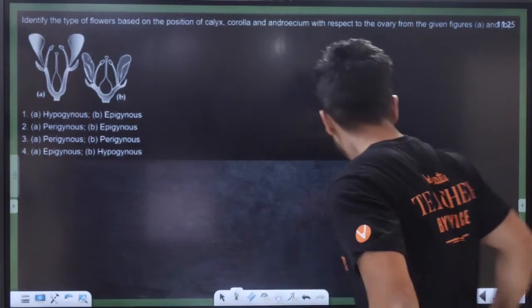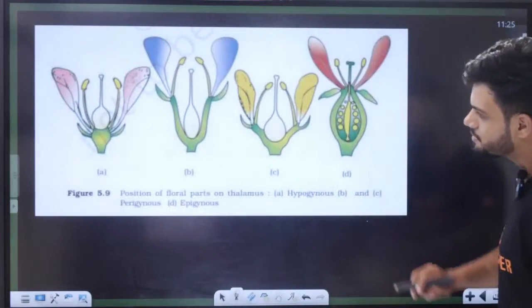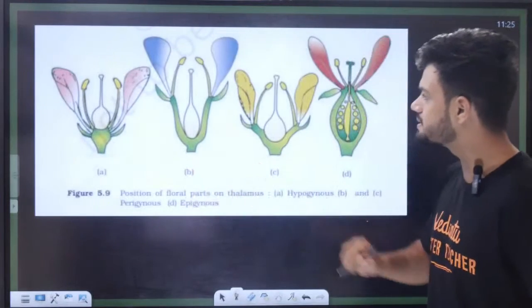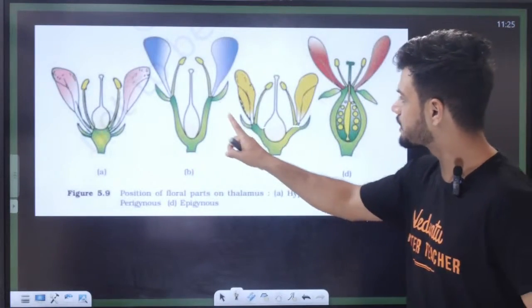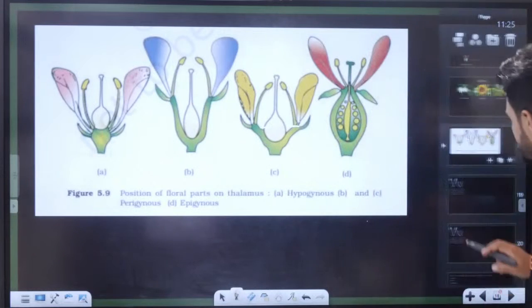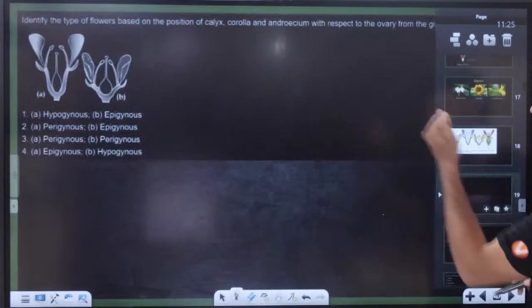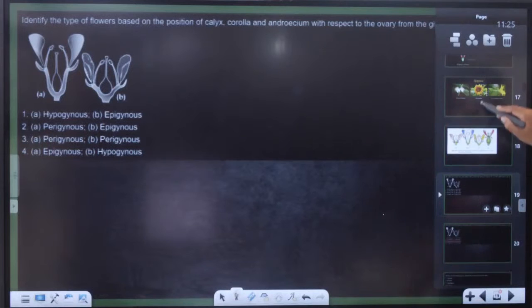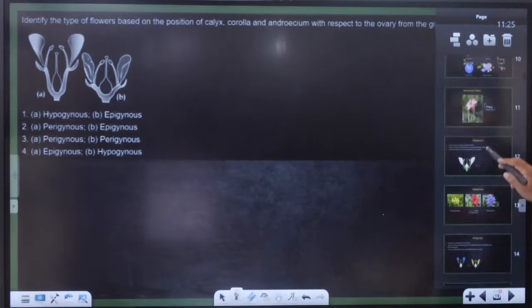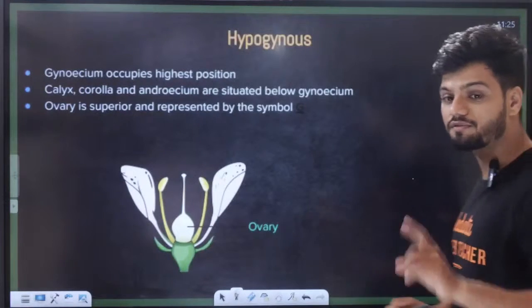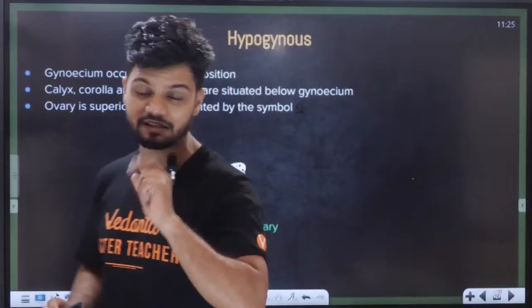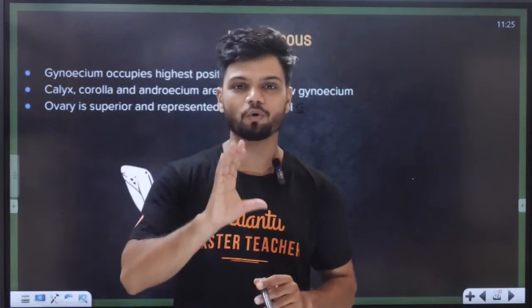See this diagram, students. Can you see here? These two, B and C, rim of the thalamus. The same example was given in your examination, direct ditto question. So don't ignore any of the following. Everything is very, very critical here. Okay, now one by one we'll go.